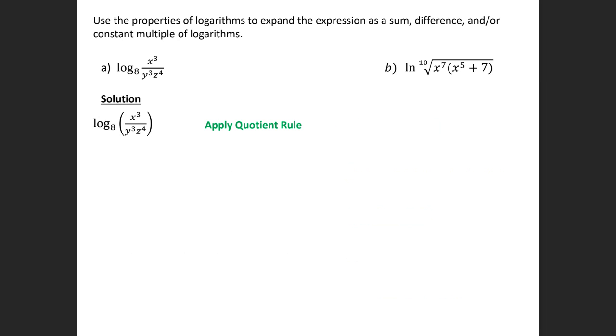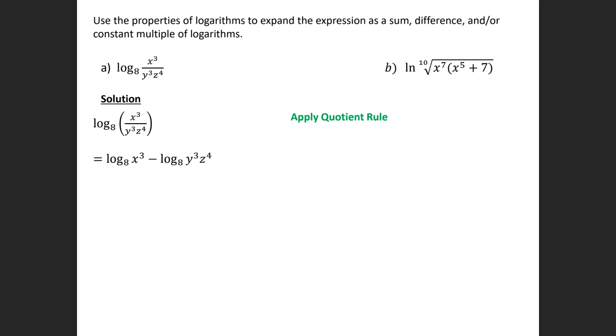All right. Let's look at this one, A. Still doing the same thing. Use properties of logarithms to expand the expression as a sum or difference. So let's do A. Log of base 8, and I have the numerator of x cubed divided by y cubed times z to the 4th. So let's first apply our quotient rule. I have two elements that are being divided by each other with the same log. So I can separate it by expanding it by subtracting 2 logs. So I can have the log of base 8 of x cubed minus the log of base 8 of y cubed times z to the 4th.